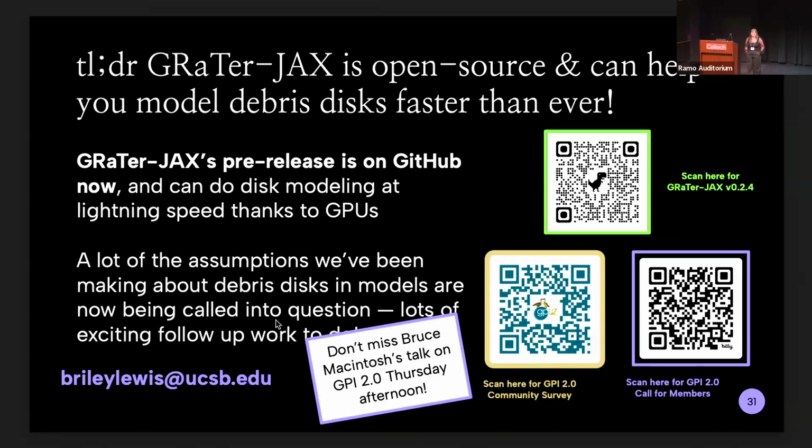Hi, great talk. Have you looked at connecting the variation you see in the beta parameters to anything physical, like the spectral type or the age of the system? And can we learn something about disks in general from that?